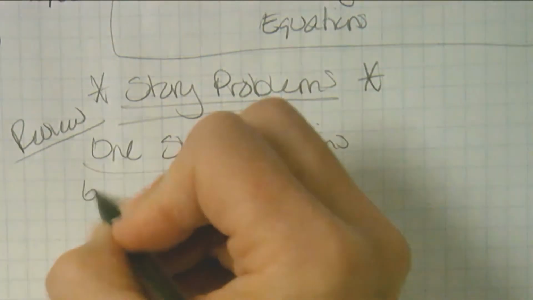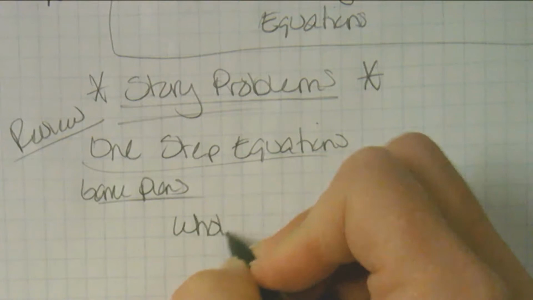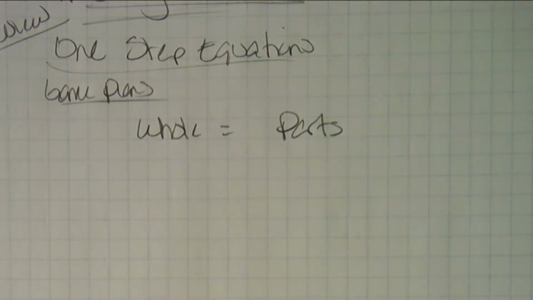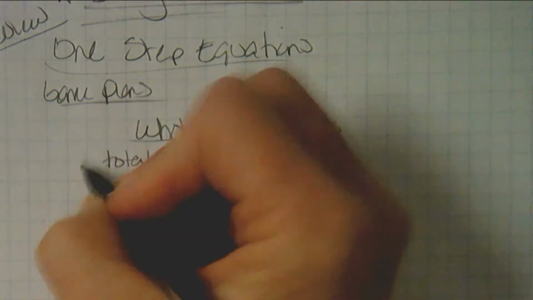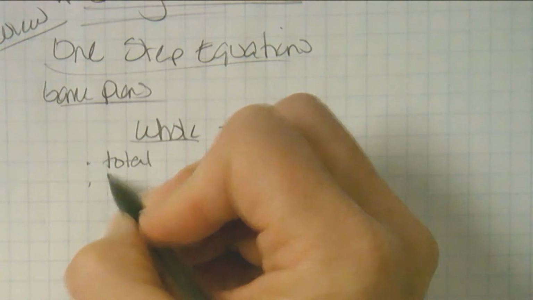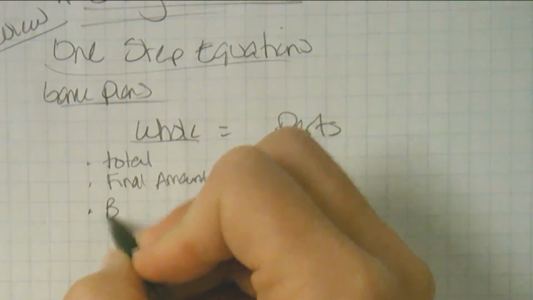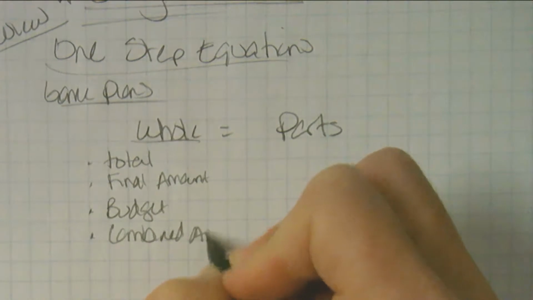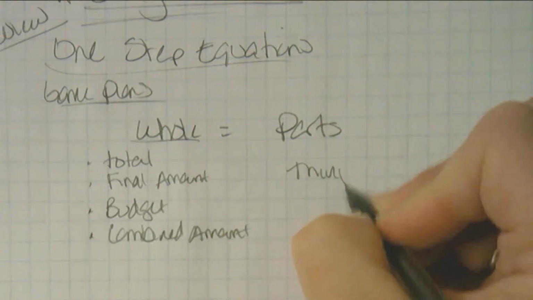Whenever we're writing game plans, it's always your whole equal to your parts. Your whole is always a total. It's a final amount. It's a budget. It's a combined amount. Your parts are the things that make up the whole.